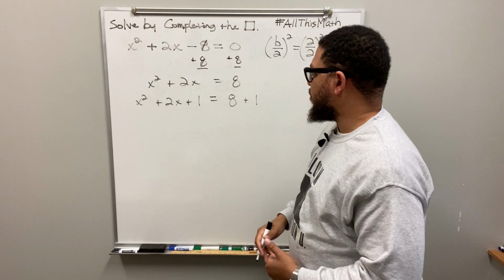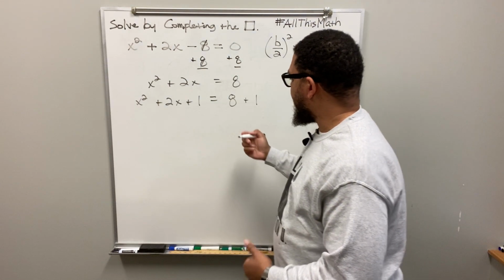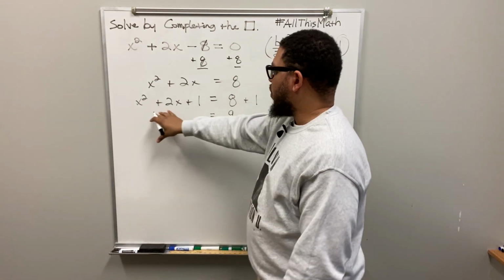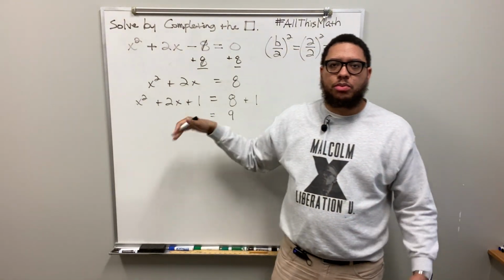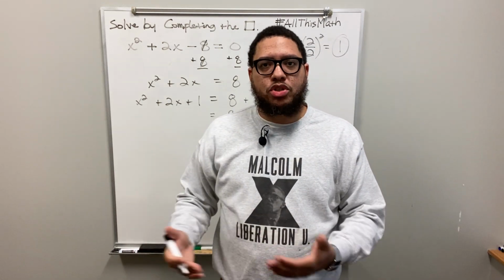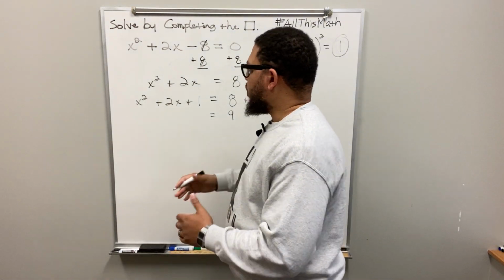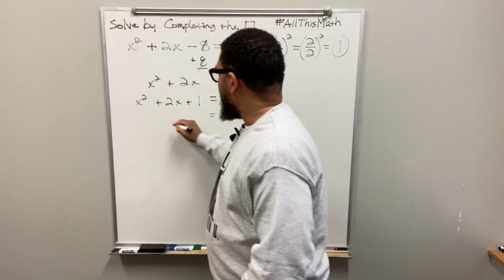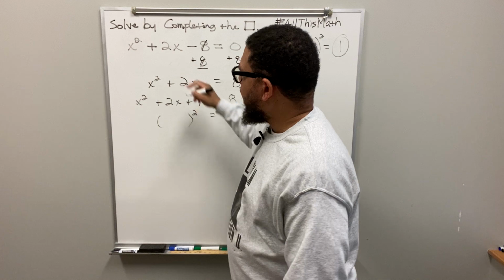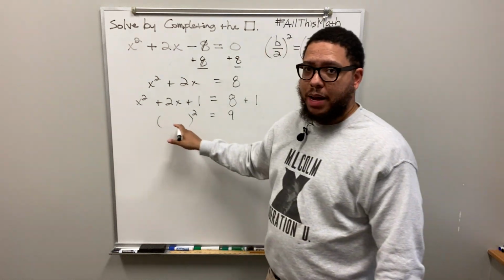All right. So now we're going to simplify a little bit. On the right side, I'm going to simplify. I'm going to make this a 9 because 8 plus 1 is 9. Now, I made it into a perfect trinomial square so that I could factor it in the way I would factor a perfect trinomial square. All right. When you have a perfect trinomial square, all you have to do is create a binomial raised to the second power, and you're going to have 2 terms in your binomial.